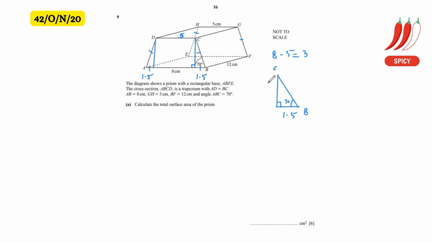So using SOHCAHTOA, we can find this length. We have the adjacent, we want to find the opposite, we have the angle. So tan of 70 equals h over 1.5. 1.5 times tan 70 gives us the value of h, which is 4.12 centimeters.